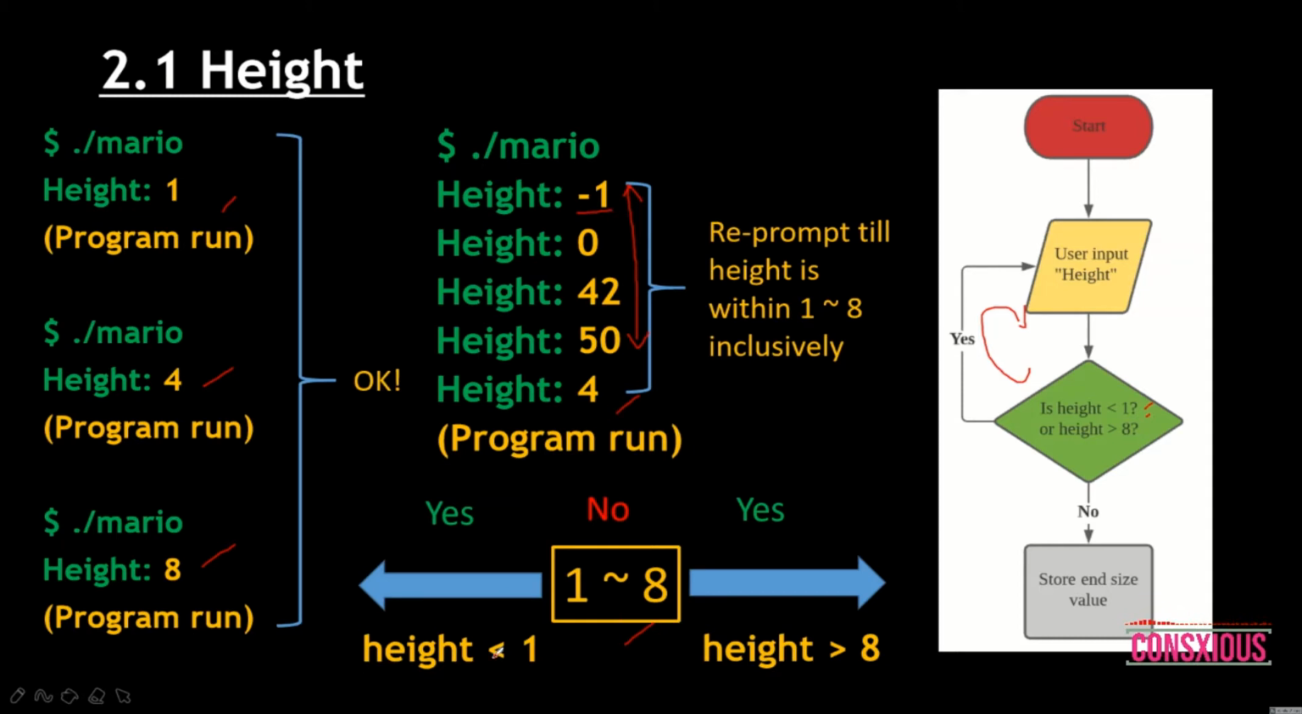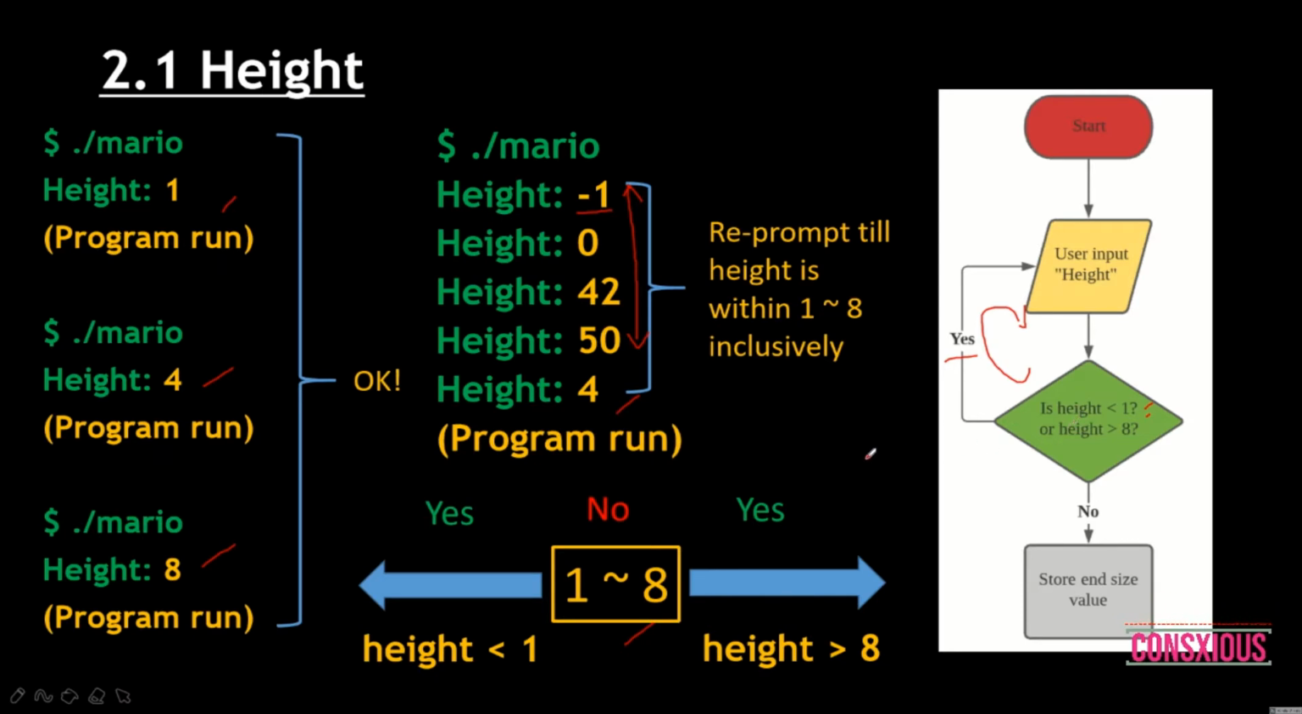Height less than 1: any value less than 1 is yes, or a height more than 8 is yes, which loops back here. So these two are yes conditions. That's why we put two conditions here.